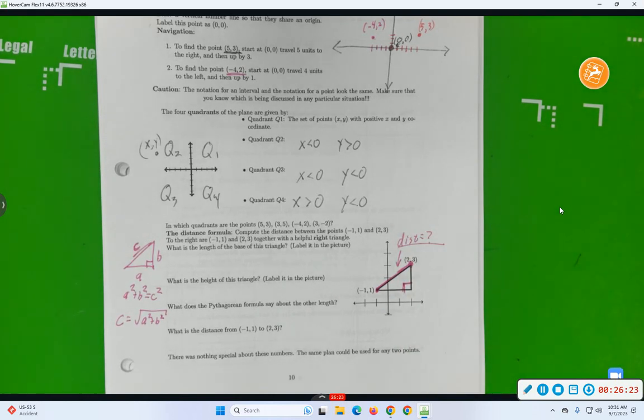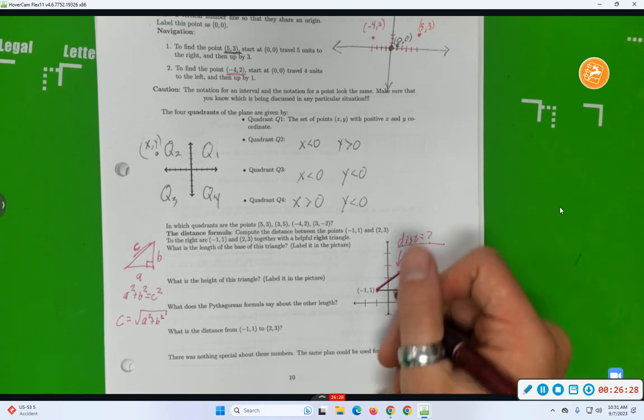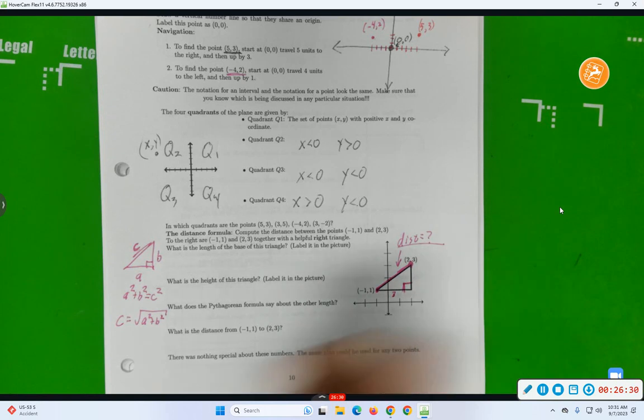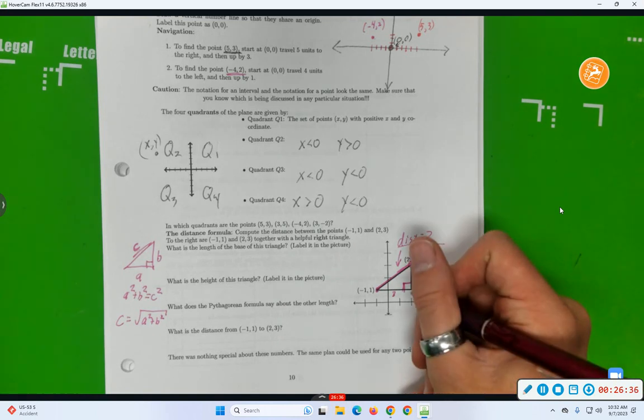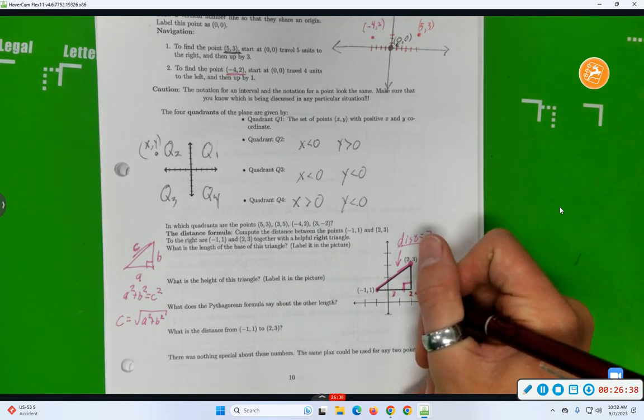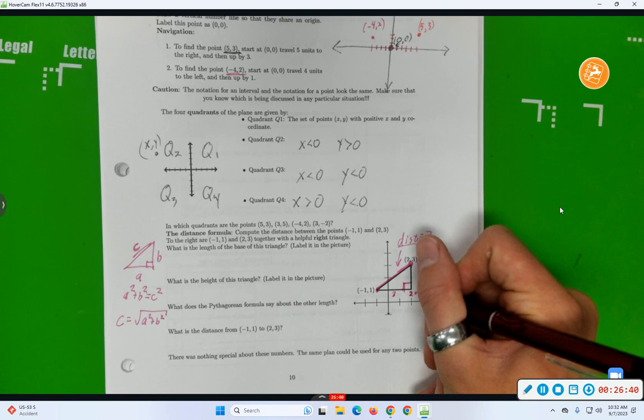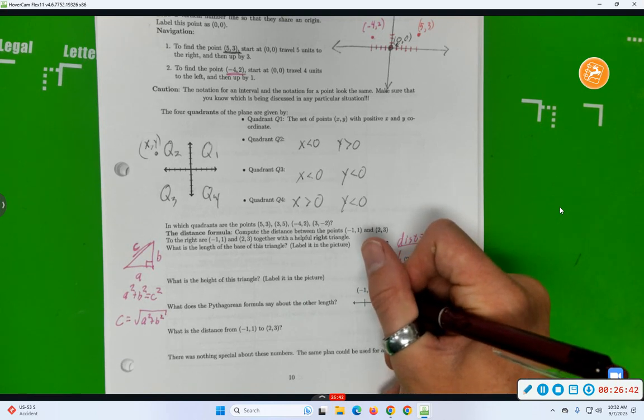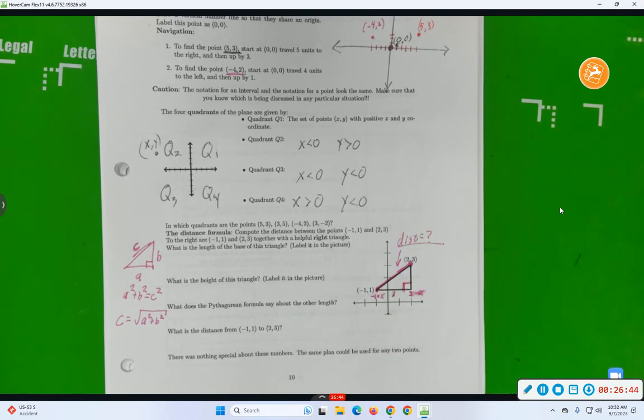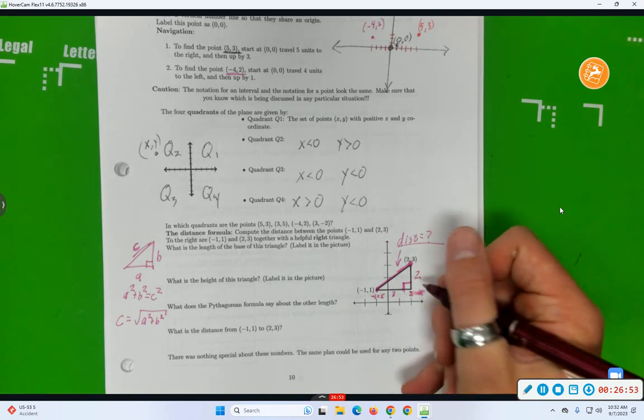What's the length of the base of that triangle? 3. Why 3? Where'd you get that number? 2 to -1, the x coordinates. Yeah, it's the distance between an x-coordinate of 2 and an x-coordinate of -1. That distance is 3. What's the height of the triangle? The height is 2. Awesome.